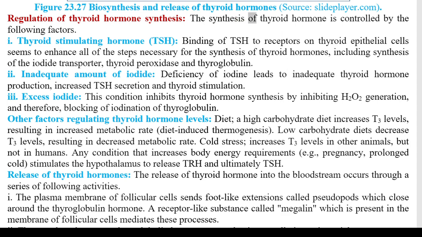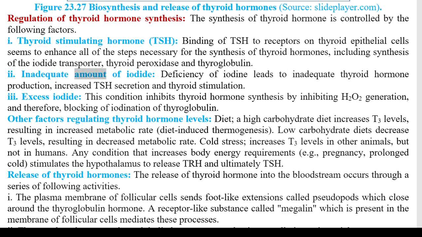Regulation of thyroid hormone synthesis. The synthesis of thyroid hormone is controlled by the following factors. 1. Thyroid stimulating hormone, TSH. Binding of TSH to receptors on thyroid epithelial cells seems to enhance all of the steps necessary for the synthesis of thyroid hormones, including synthesis of the iodide transporter, thyroid peroxidase, and thyroglobulin.